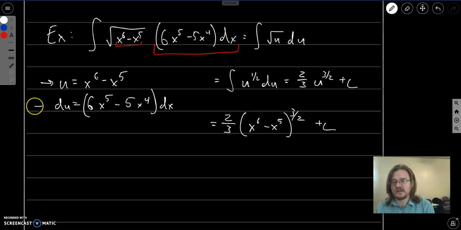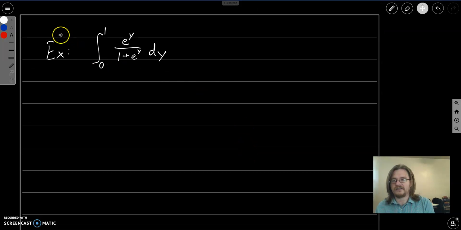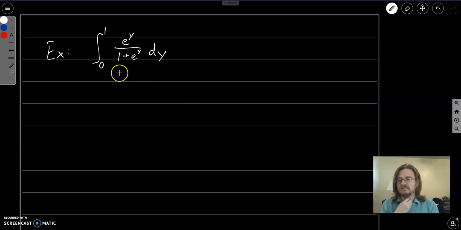My strategy is always to identify a function that I can replace with u, so that its derivative also shows up. And then we just have to make sure that our new antiderivative doesn't have any x's in it. Now we have an antiderivative that's just in terms of u. So I think more examples is going to be better. Here I've got an example where I have a definite integral, meaning I have bounds on my integral. So let's try to do this, and then we'll have to actually evaluate this integral.